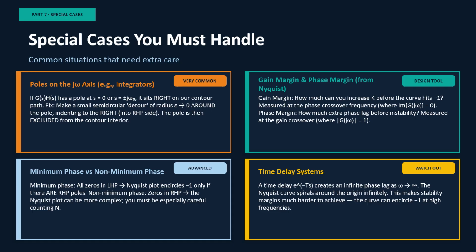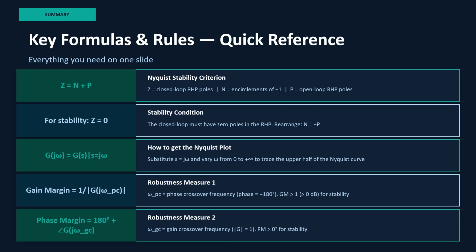Some special situations: poles on the imaginary axis use detours. Gain margin: how much gain we can increase. Phase margin: how much phase we can lose. Time delay systems are harder to analyze. So always be careful with these cases. Important formulas: Z equals N plus P, and s equals j omega. Remember, Z equals 0 means stable. These are the main ideas you must remember.